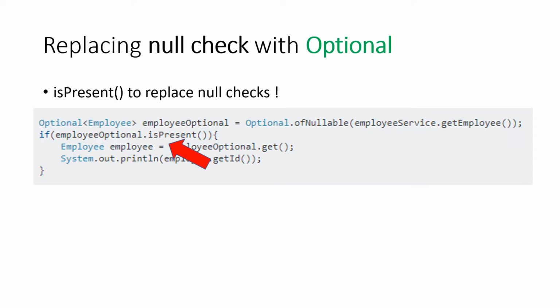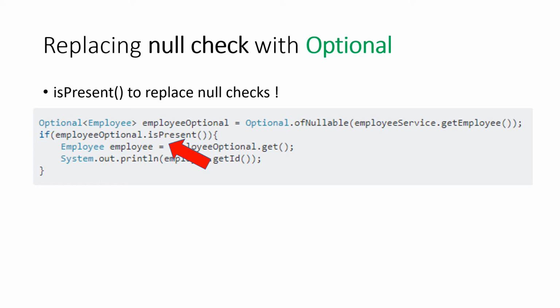This is one example of replacing the null checks with Optional. You can see the normal employee class is now wrapped in Optional type, and the isPresent API is used to check whether the employee is null or not. So this just avoids the syntactical disturbance that a null check causes.